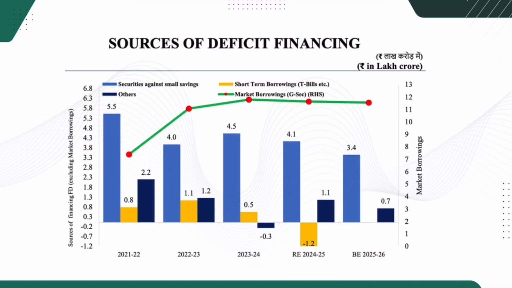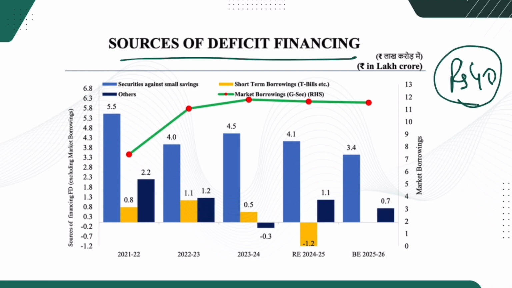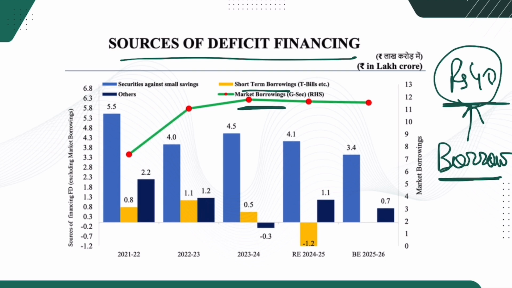All right. Now, sources of deficit financing. What do I mean? I told you that 40 rupees is this deficit. Now, where is this money coming from? Well, this money is coming from borrowings, right? But borrowings can also be of different types. There are some short-term borrowings. Then government borrows directly from the market, through banks and loans. Then there are other types of borrowings. Then there are securities against small savings. Look, you, I, and many other Indians save our money in Provident Fund.